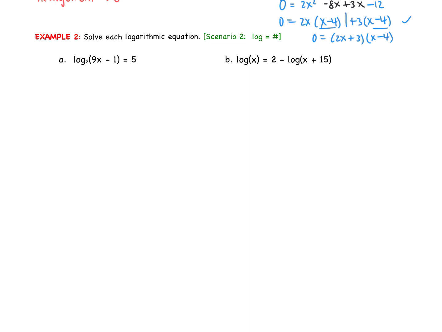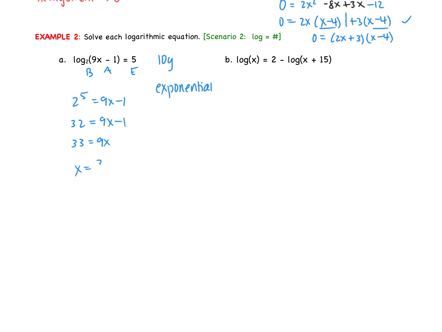So we're in log form, and what we do instead is we switch forms. We're going to put it in exponential form. So we have our base, our argument, our exponent. This gives us 2 to the 5th equals 9x minus 1. 2 to the 5th is 32. So we get 33 is equal to 9x.